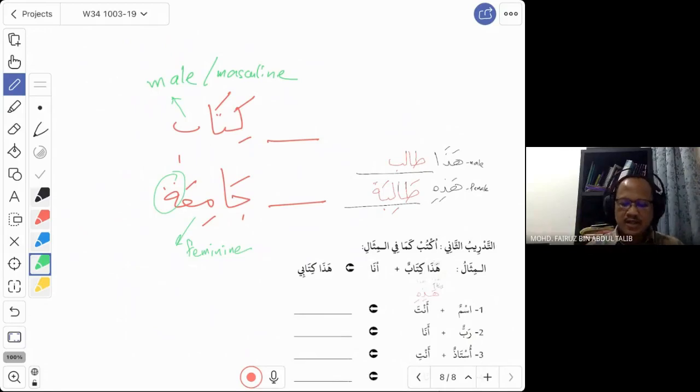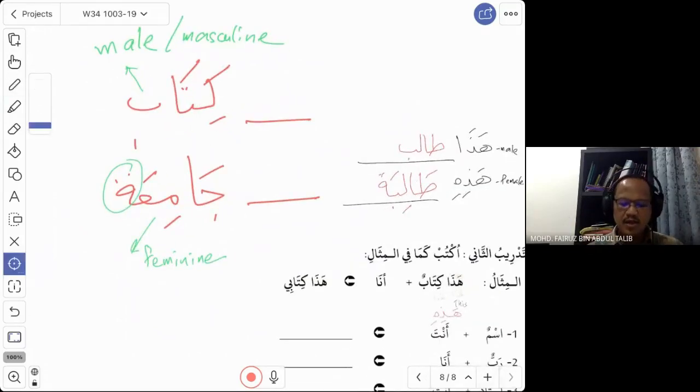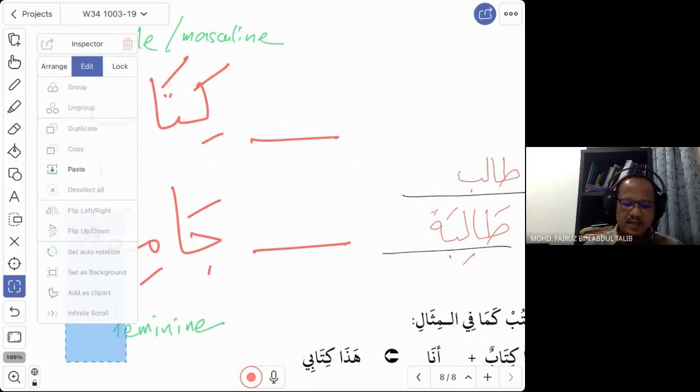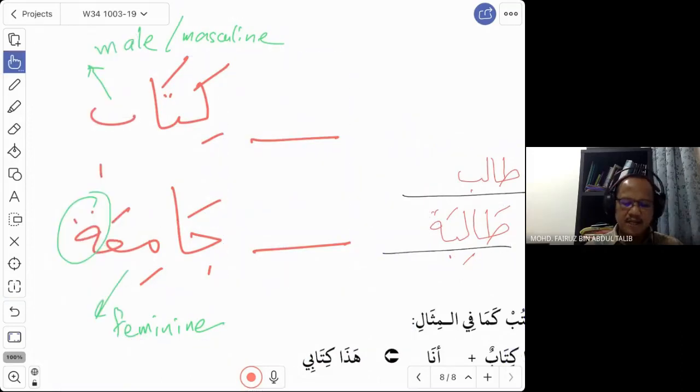So now, once you know that kitab is a masculine word and jamia is a feminine word, can you choose the correct haza or hazihi? Let's say we want to say, this is a book. Kitab. You want to say this is a kitab. What is the word that you should choose? Is it haza or hazihi?